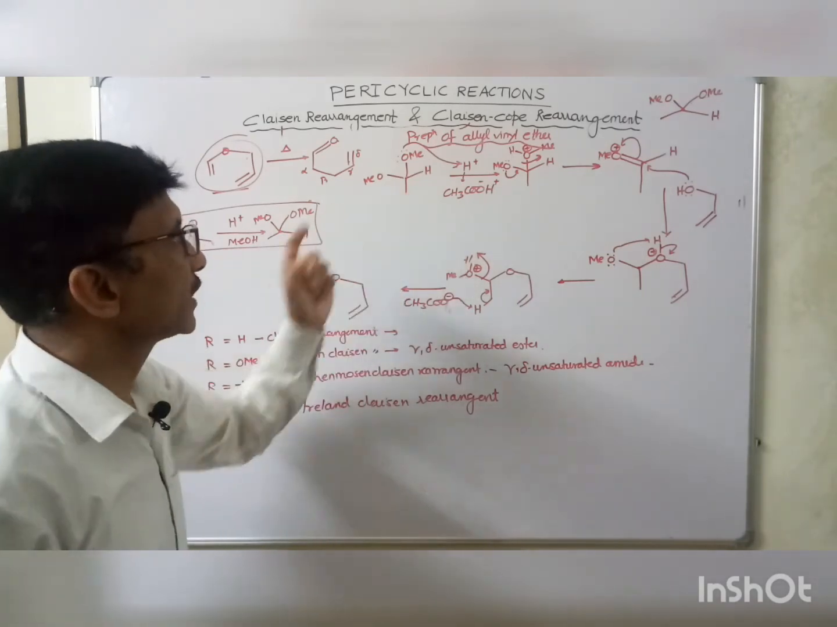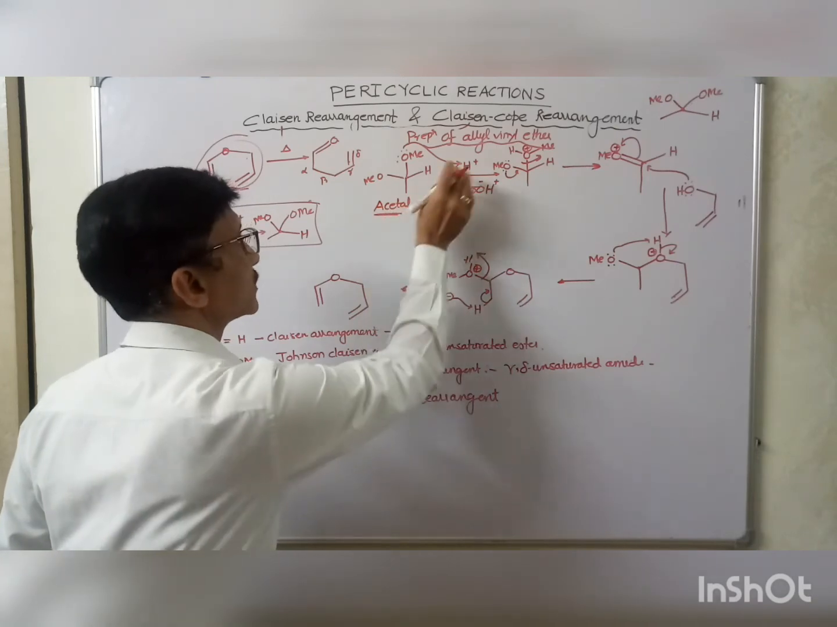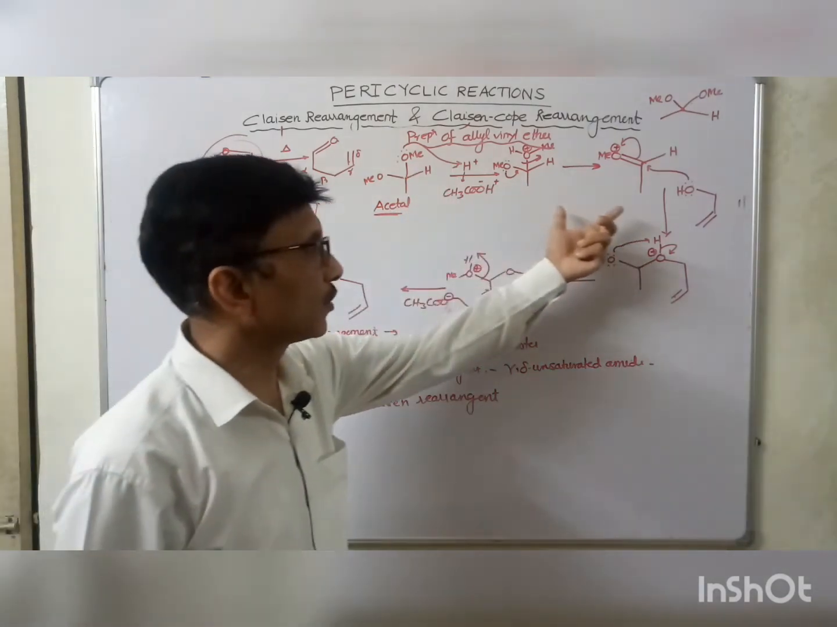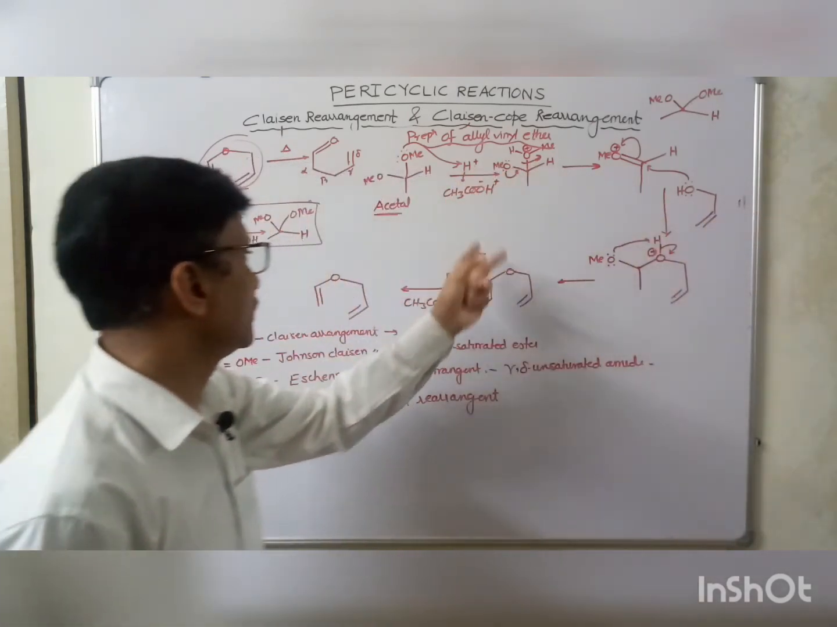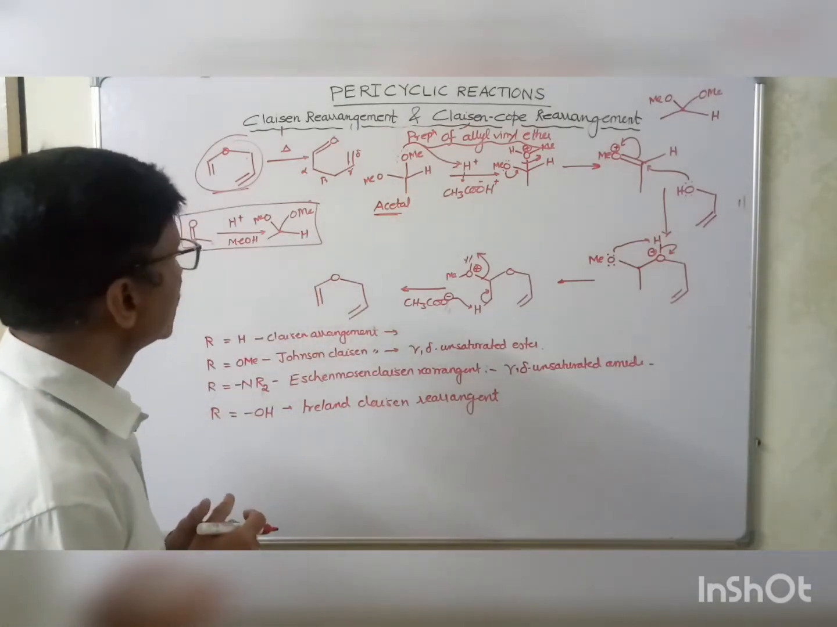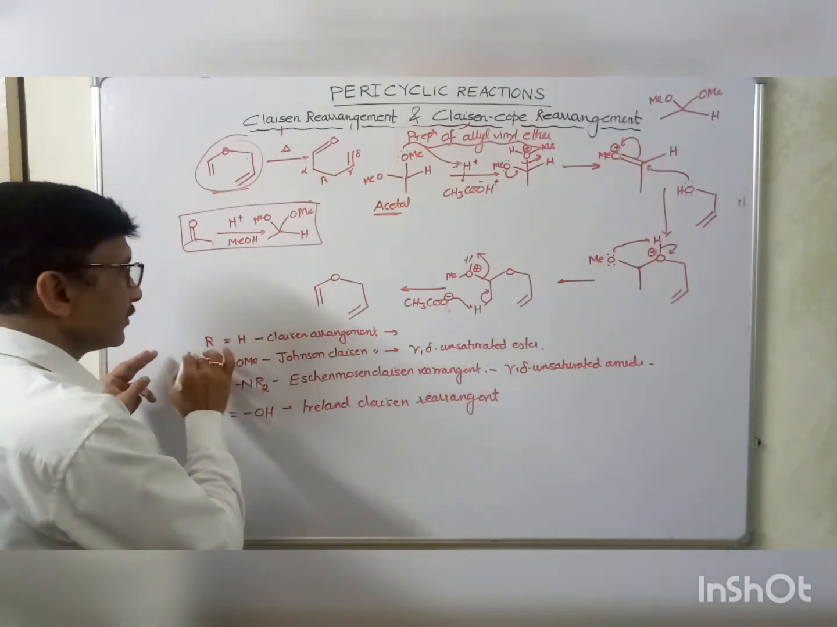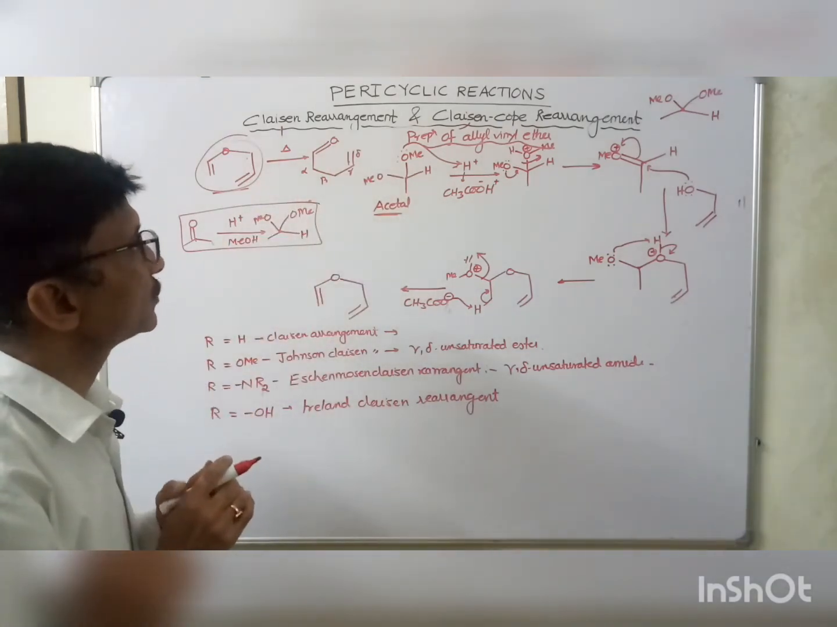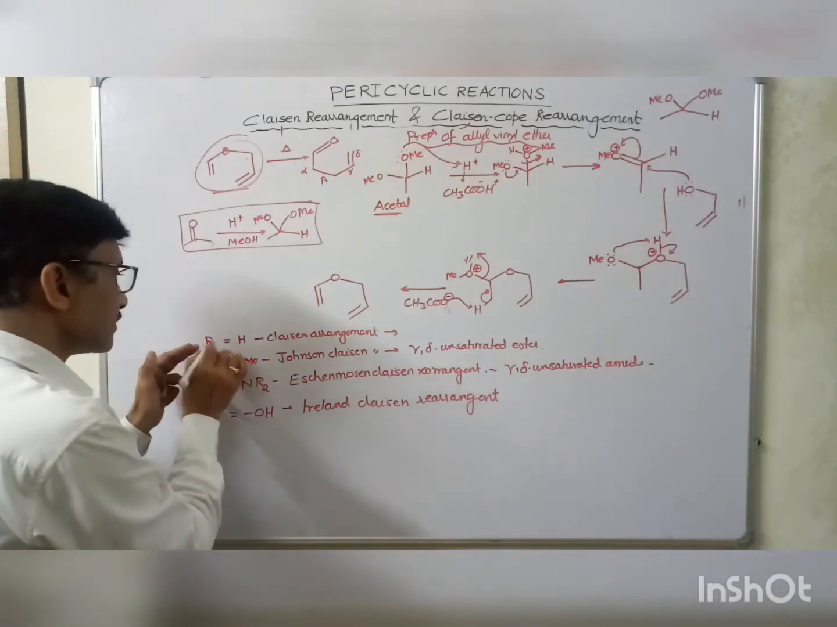First of all, what we have taken here is acetal. Acetal under acidic condition forms this, and that is now treated with allyl alcohol, and finally we have got this allyl vinyl ether. Now from here we get the product, that is this alpha beta unsaturated, sorry, gamma delta unsaturated aldehyde, if R is equal to H.